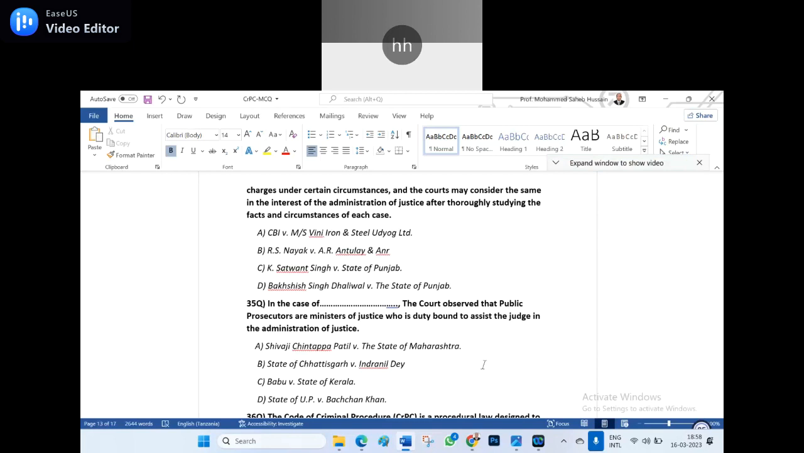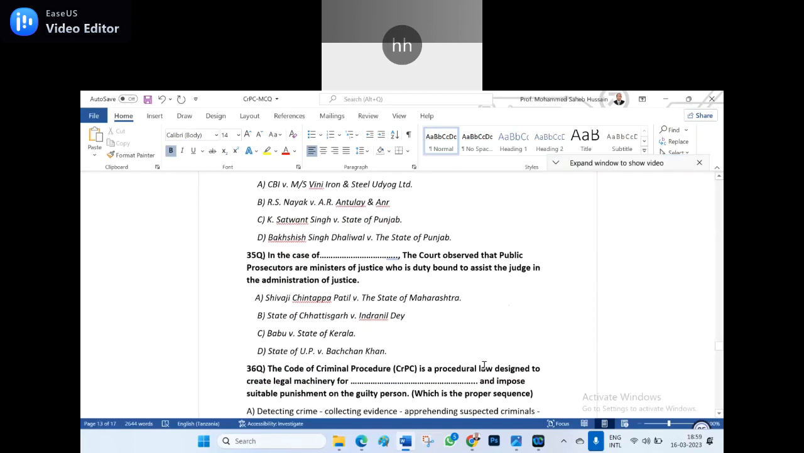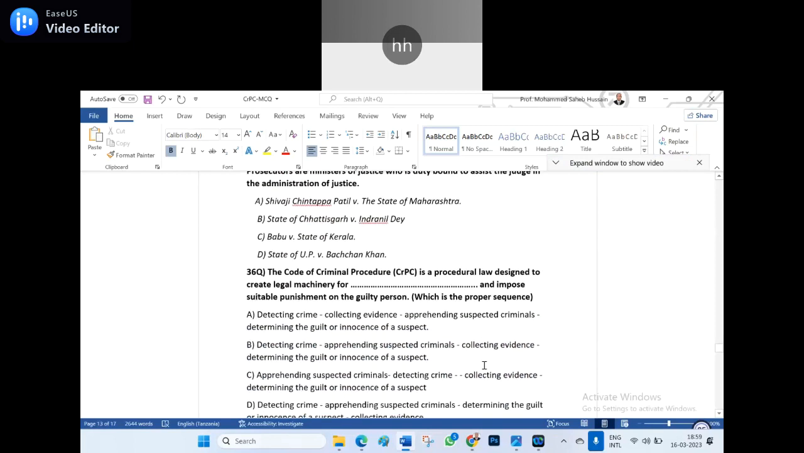The right answer is Option D. Option C, Babu versus State of Kerala. In the case of Babu versus State of Kerala, the court observed that the public prosecutors are ministers of justice who are duty bound to assist the judge in the administration of justice.